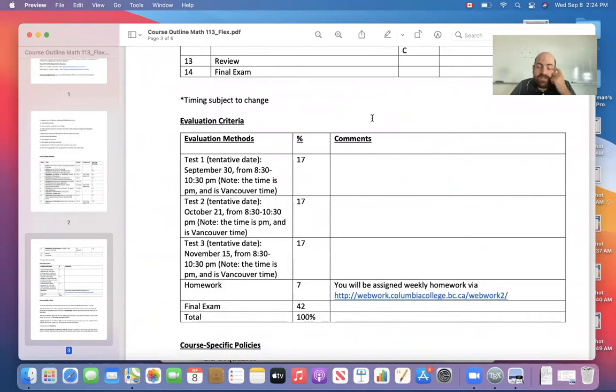And for evaluation criteria, we will have 3 tests. I wrote the proposed dates and times here. If these dates and times do not work for you, please let me know by Thursday, so basically tomorrow, and let me know why they don't work for you, or which time, or how it can be changed so that they can work for you.